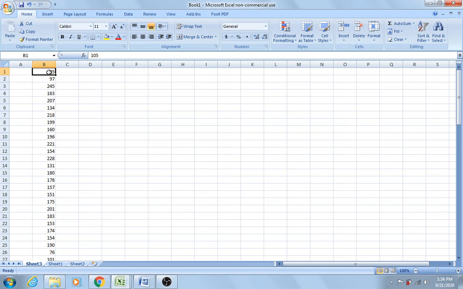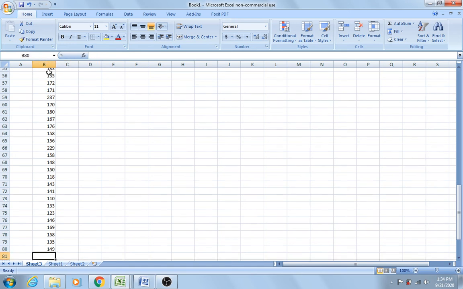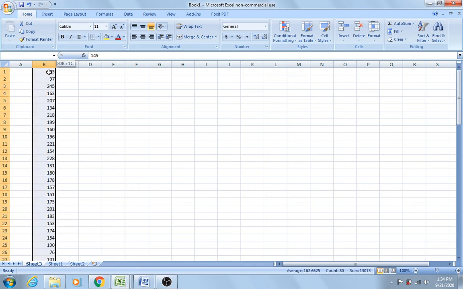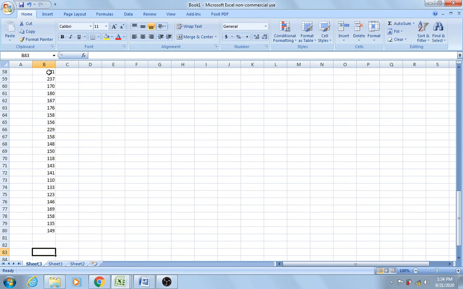Now, for the first one, let's assume that this data is your population. Okay, so population. And we will calculate the mean and the variance and also the standard deviation.